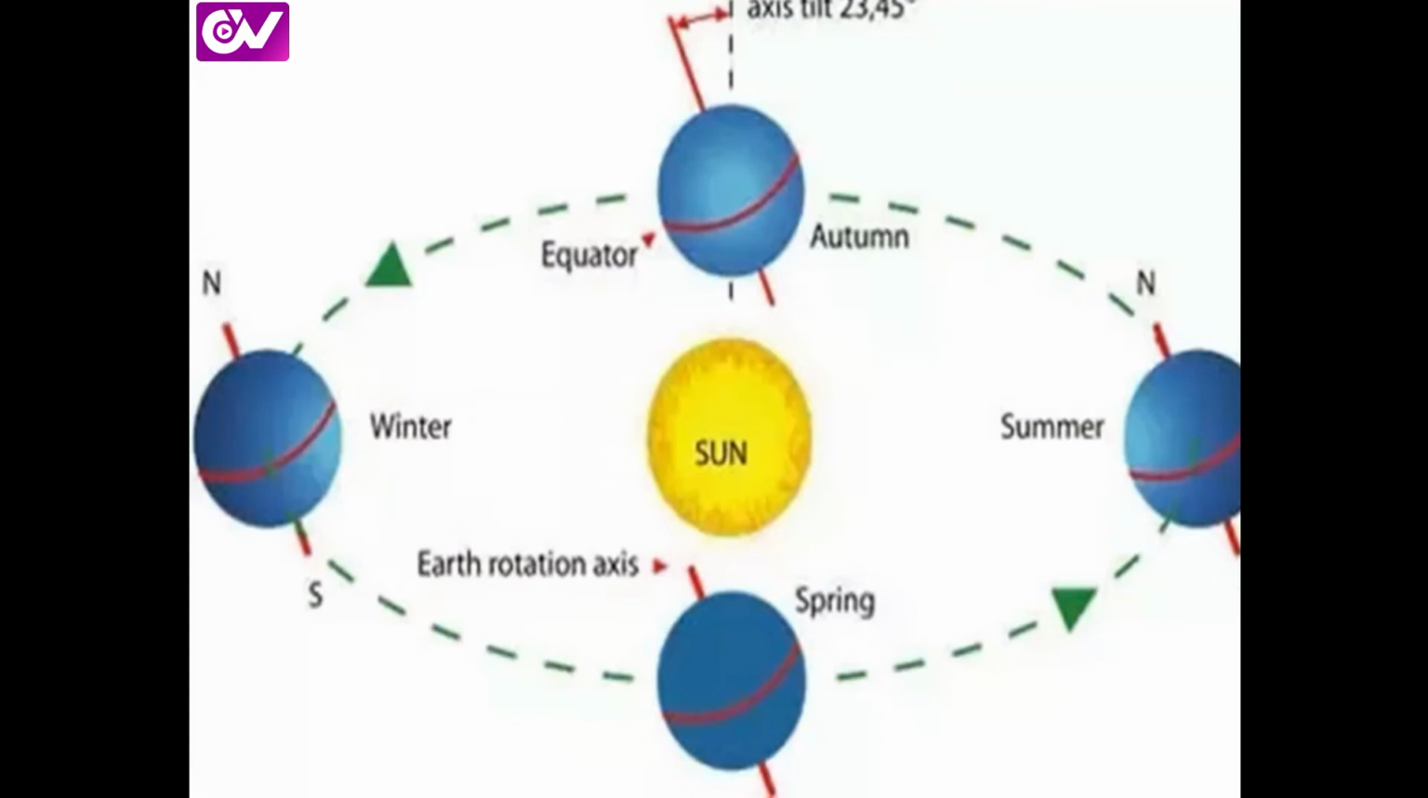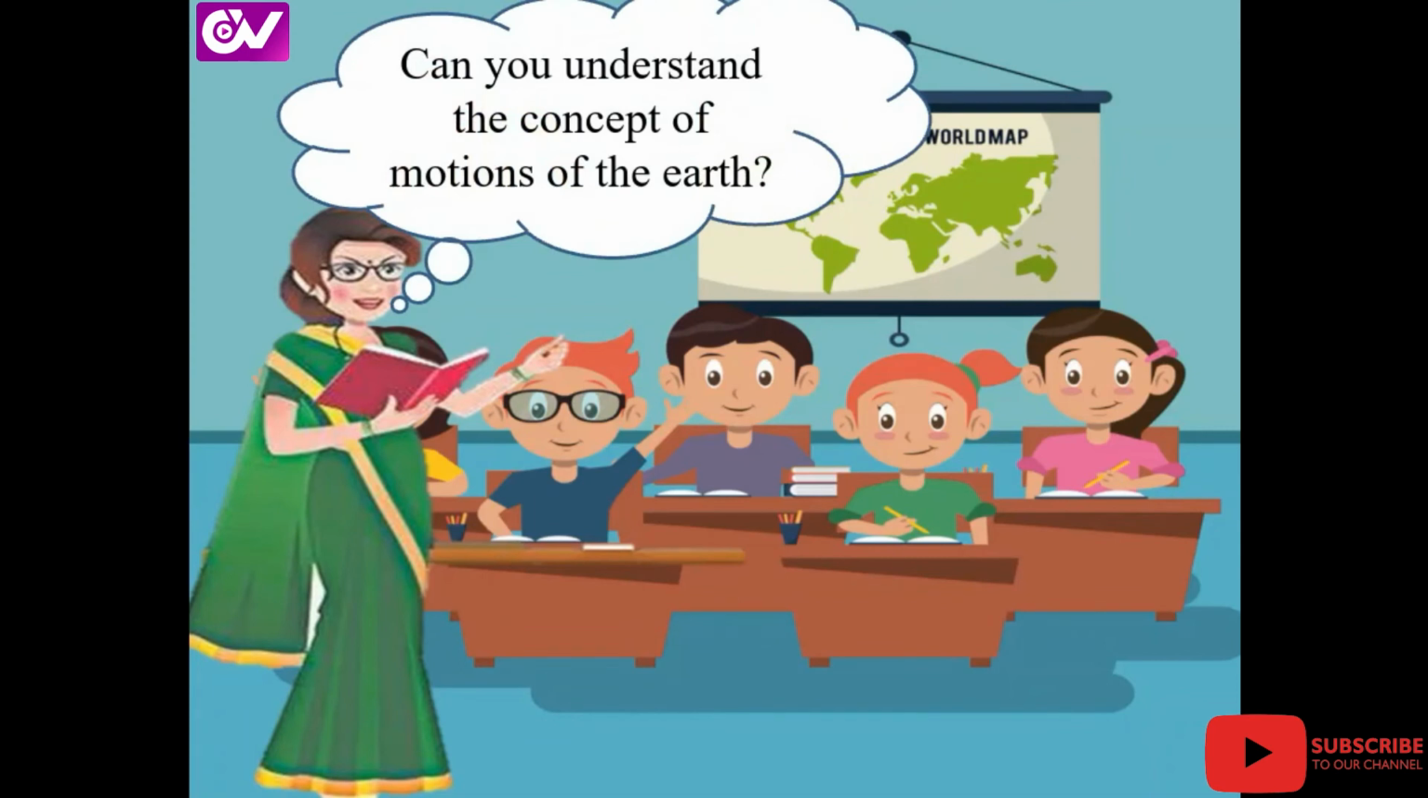So this is the picture of the revolution of the earth. Besides its axis, it revolves around the sun. See, you can see the 4 different seasons as the earth revolves: summer, winter, spring and autumn. The center line of the earth is the equator. This is also an imaginary line. Can you understand the concept of motions of the earth, children?